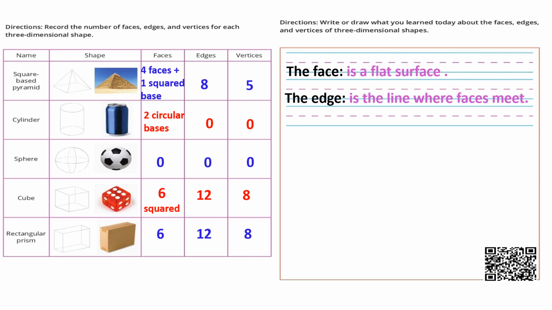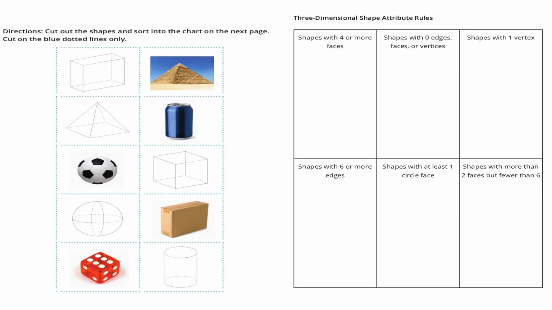Lesson 48, Math Journal. Let's write what we learned today about faces, edges, and vertices of three-dimensional shapes or 3D shapes. The face is a flat surface. The edge is the line where faces meet. The vertex is the corner where sides or edges meet. Cut out the shapes and sort them in the chart on the next page.